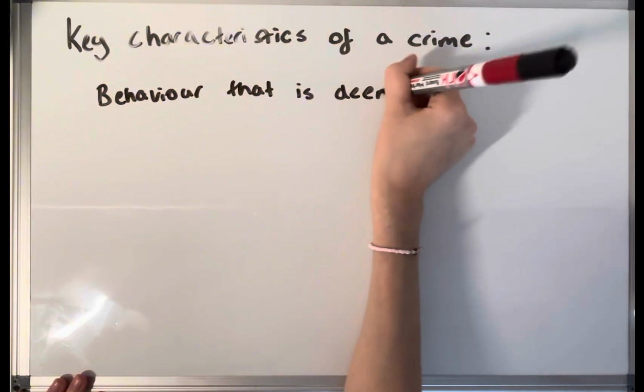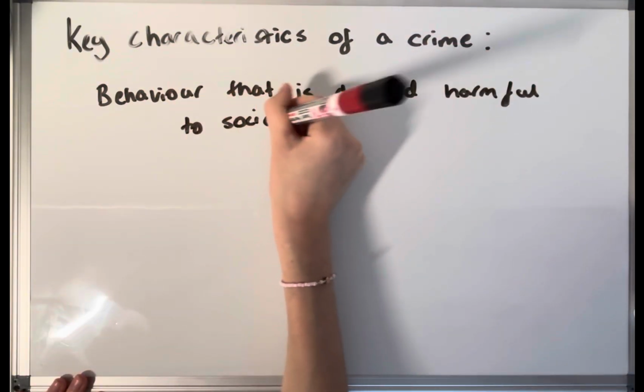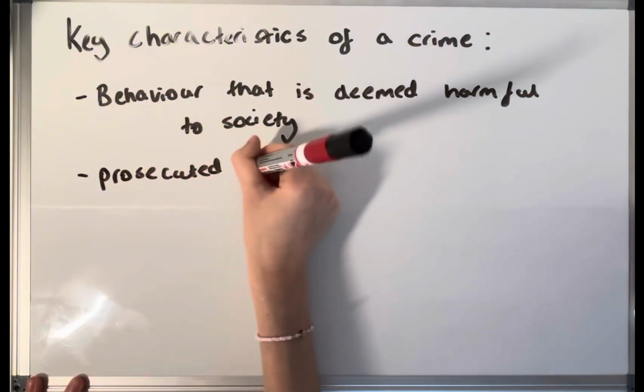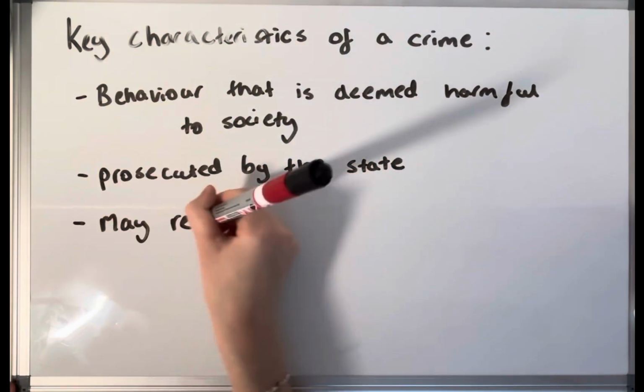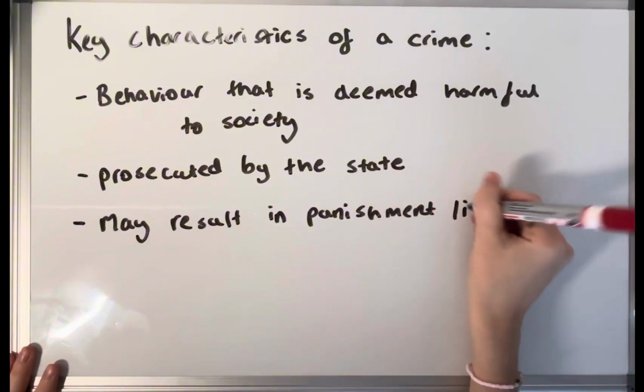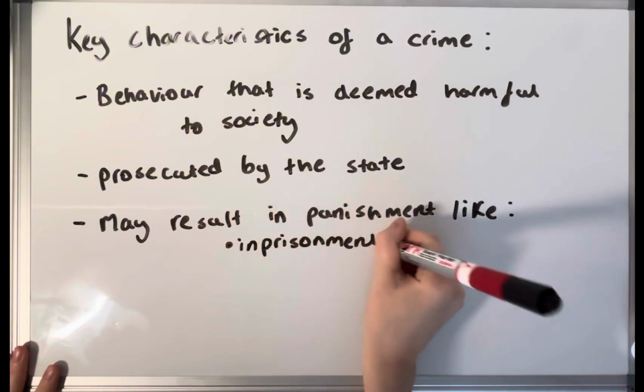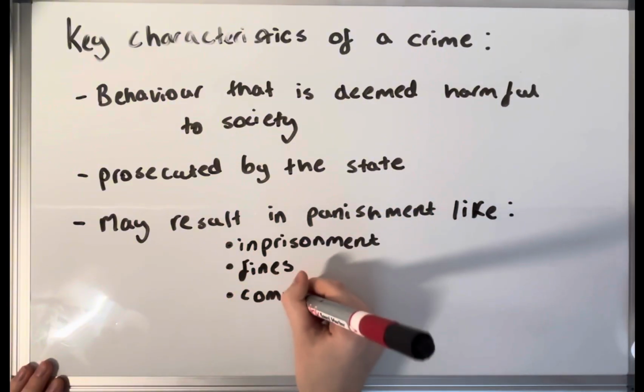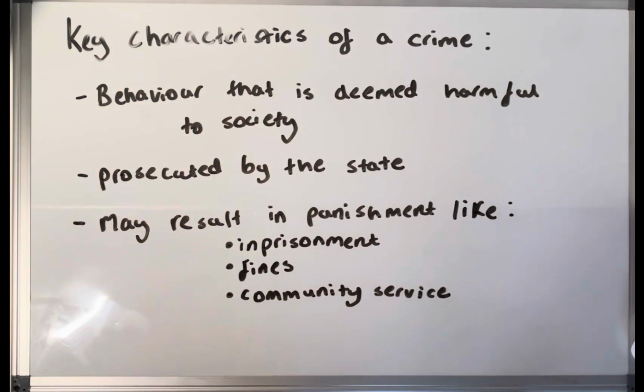We'll now be looking at key characteristics of a crime. So behaviour that is deemed harmful to society, prosecuted by the state, and may result in punishment like imprisonment, fines and community service.